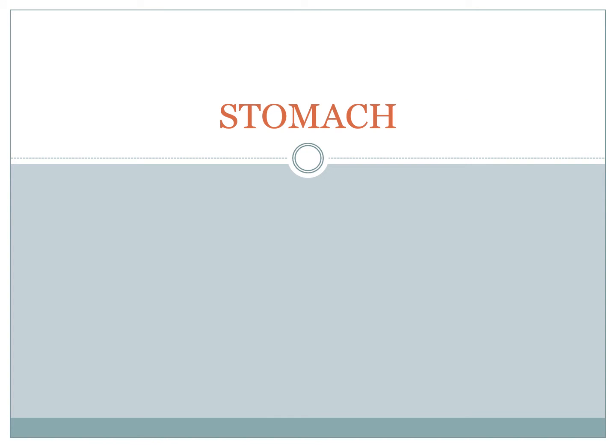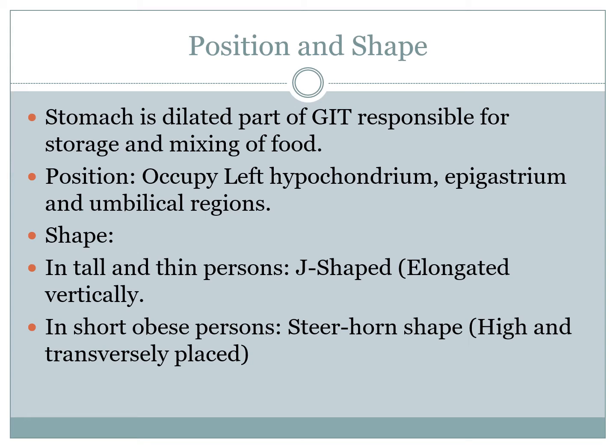So now the second topic is the stomach. The stomach is a dilated part of the GIT, responsible for the storage and mixing of food. Position: it occupies the left hypochondrium, epigastrium and umbilical region. Shape: in a tall and thin person it is J-shaped, elongated vertically. In a short and obese person it is steerhorn shaped, high and transversely placed.